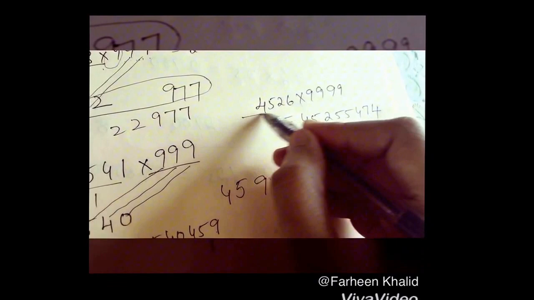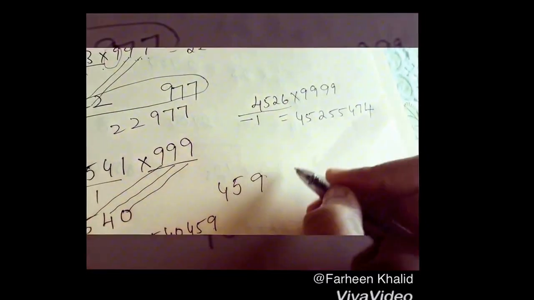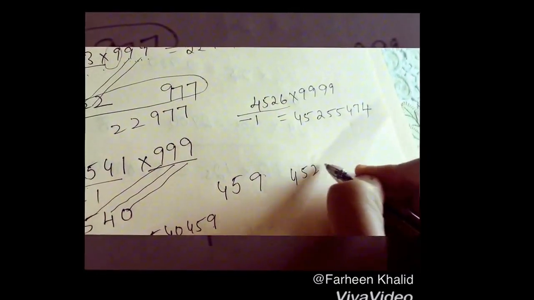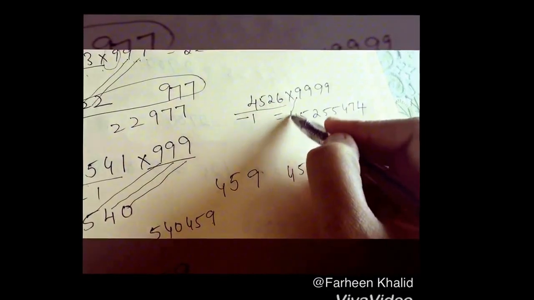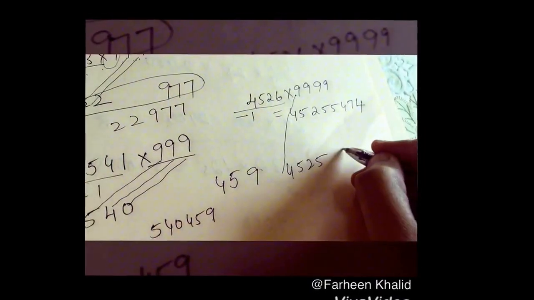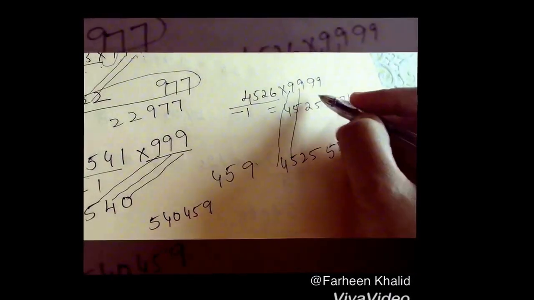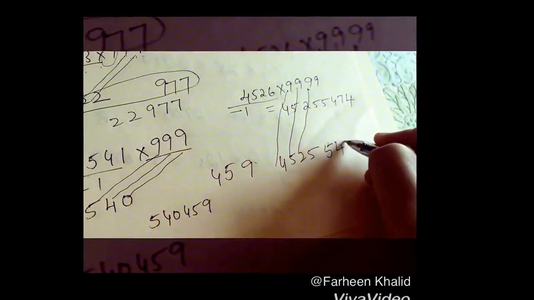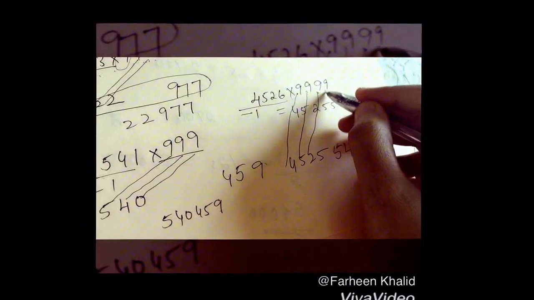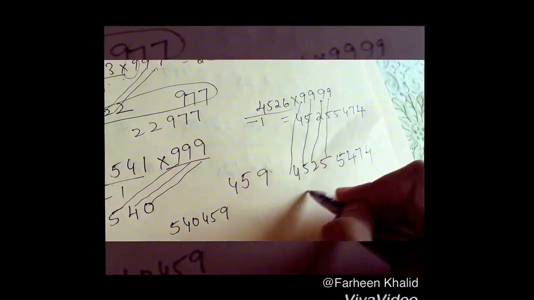Okay, here we go. This is 4526 minus 1, which should be 4525. All right, then we do 9 minus 4, which is 5. You have another 9 minus 5, which is 4. Then you have 9 minus 2, which is 7, and then you have 9 minus 5, which is 4. So here you have your answer.